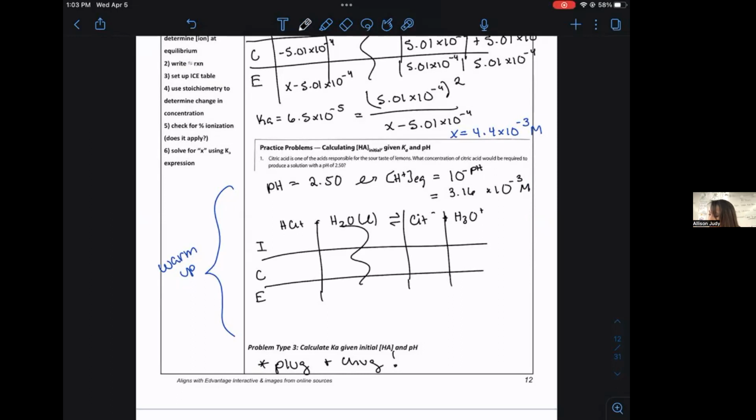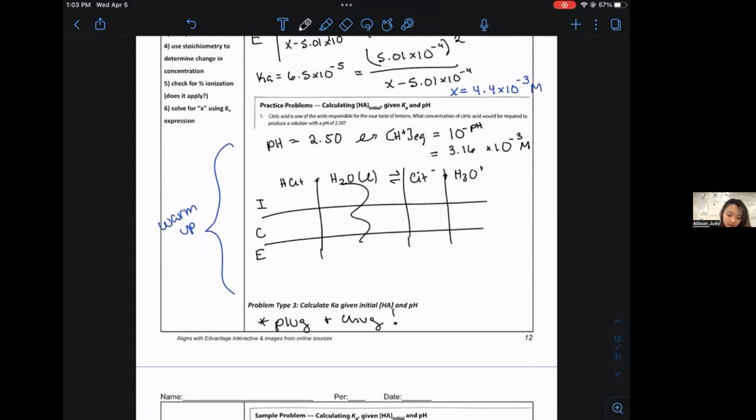Wait, were we supposed to know the formula for citric acid? No, you don't have to. And then what you would have gotten was, oh shoot, no one told me to remind to give you the Ka. Don't worry, if you could get this far, you'll be fine, because they'll always give you the Ka.